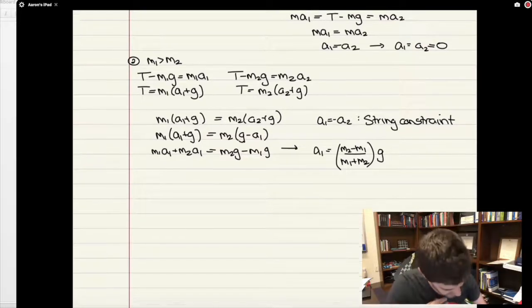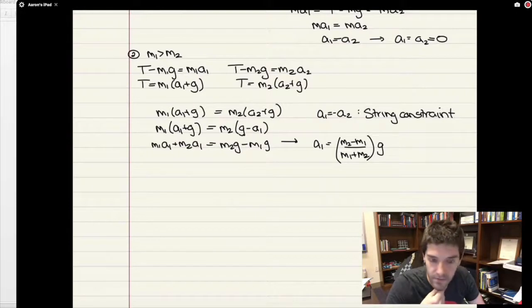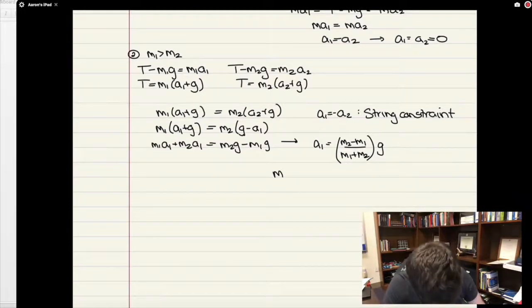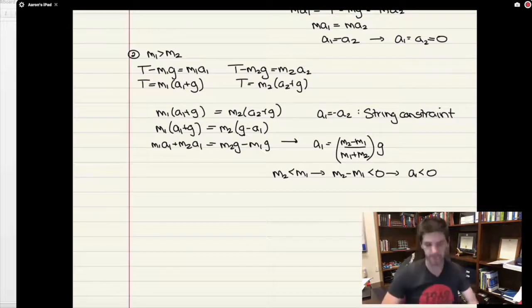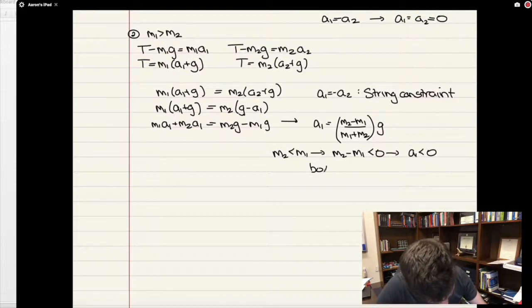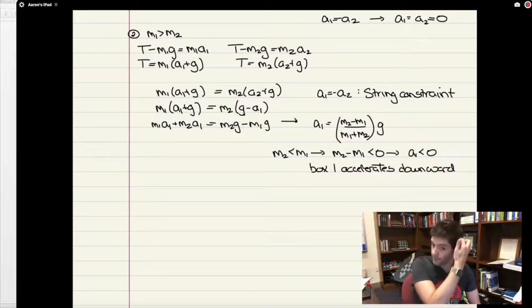I said before that m2 is less than m1. So as a result, m2 minus m1 is less than 0. If I look at the numerator, that involves m2 minus m1, that says that a1 is less than 0. That says box 1 accelerates, which direction was negative? Downward. Down. And then by the string constraint, the acceleration of box 2 is positive or upward.